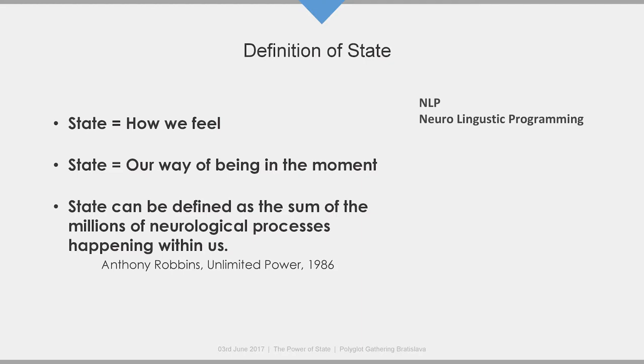So let's start with the definition of state. The simplest one is that state means how we currently feel. Another one is our way of being in the moment. And for the more scientific ones among us, I have a nice one here: state can be defined as the sum of the millions of neurological processes happening within us. The word state has been used a lot in the field of NLP, neuro-linguistic programming.